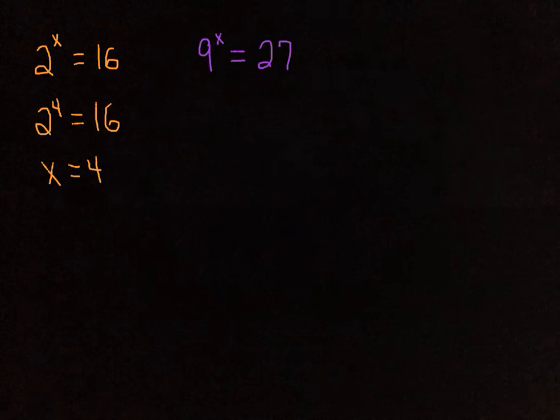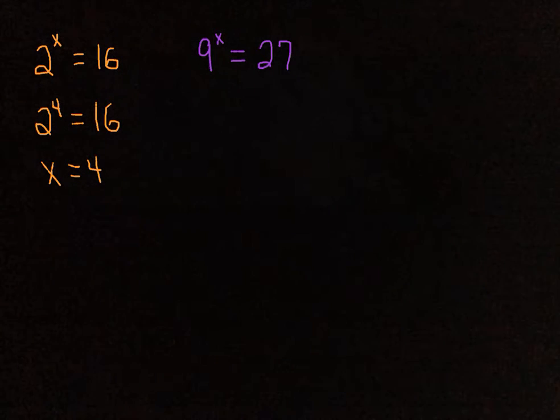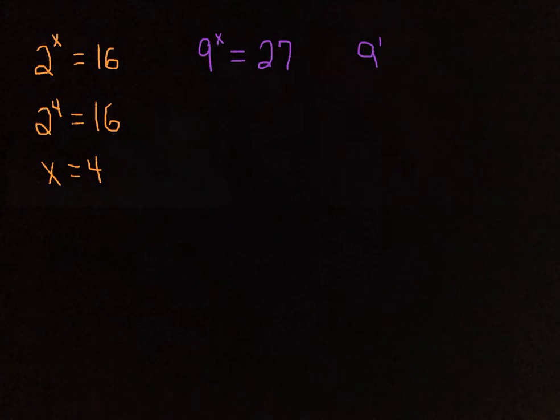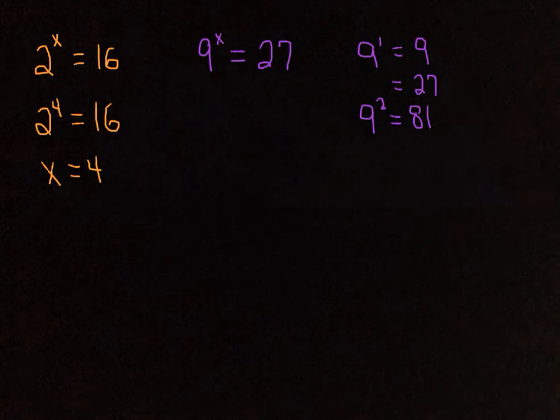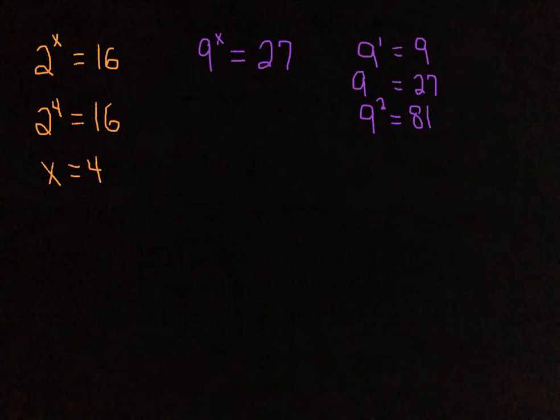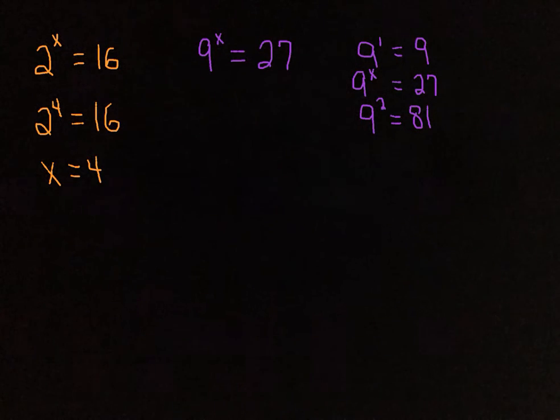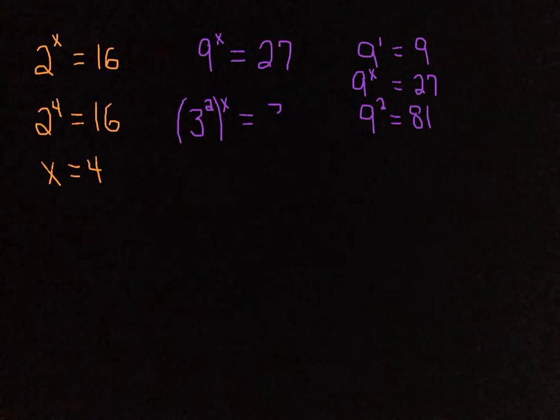Now let's take a look at an exponential equation where we don't know what the answer is by just looking at it. We know that 9 to the 1st power is 9, and we know that 9 squared is 81. Now we need something that's going to be in between there, something between 1 and 2. 9 to what power equals 27? So the way we do this is we try to get these numbers into their prime factorizations. 9 is the same thing as 3 squared. So that's 3 squared to the x power. And 27 is 3 cubed.